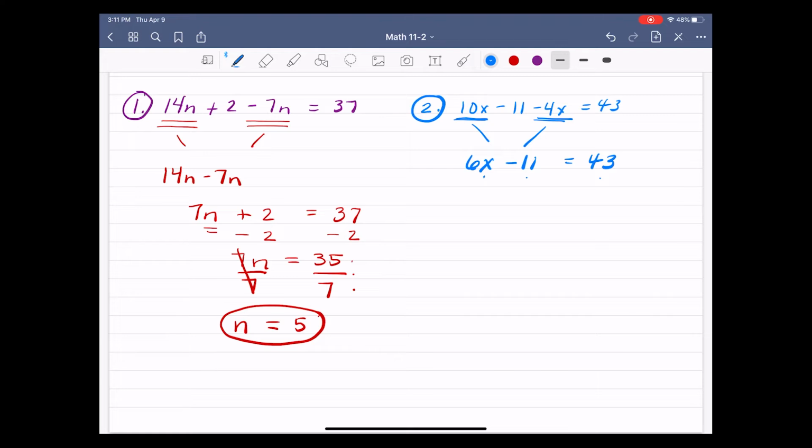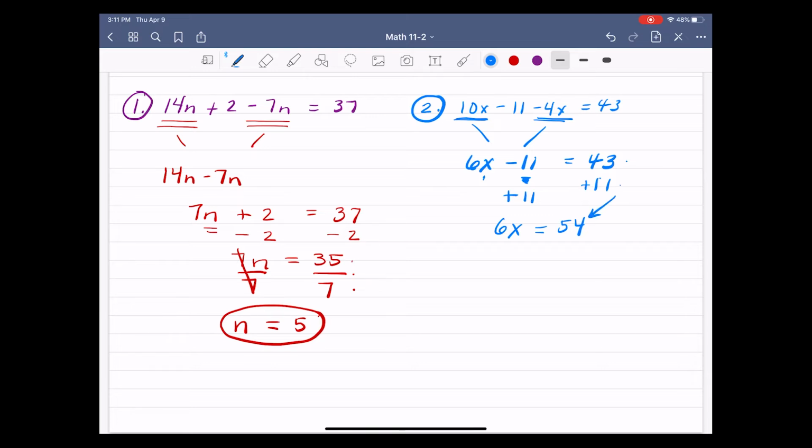I want to isolate the 6x. I want to start getting the x by itself, and the first step to do that is to get rid of the minus 11. What's the inverse of minus 11? It is plus 11. If I add 11 to the left, I have to add 11 to the right, and I'm left with 6x equals 54. 43 plus 11 is 54.